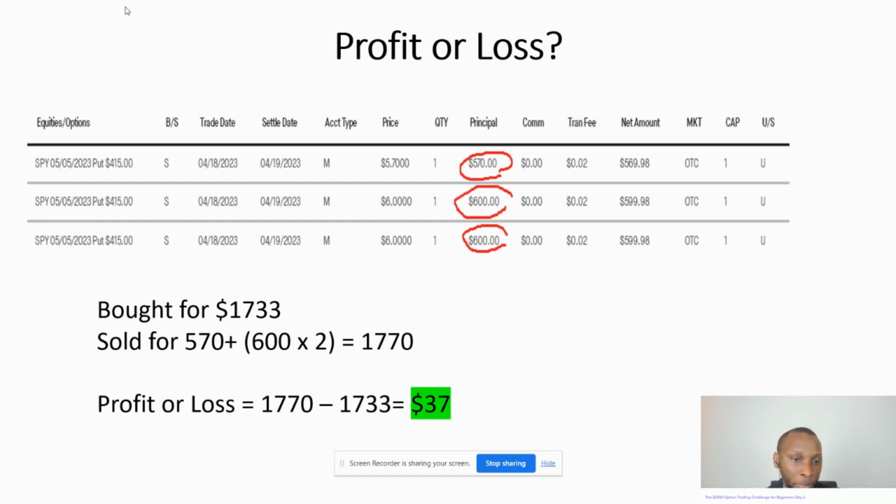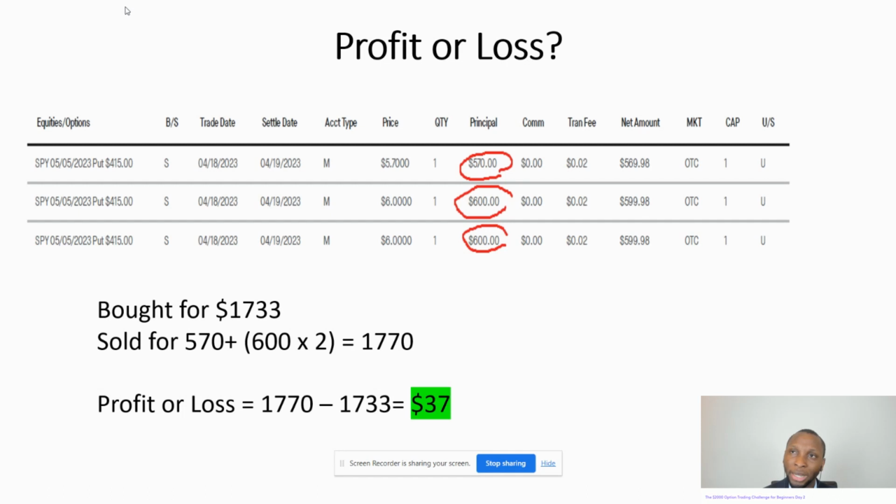So let's recap a little bit. I bought those three contracts for $1,733, and I sold them for 570 plus 600 times 2, equal to $1,770. Total profit or loss equals the amount that I sold those for minus the amount I bought them for. As you can see, it's green. Yes, my first trade, I made some money. It's $37, about 2% of my initial investment.